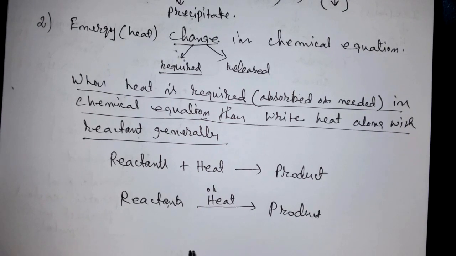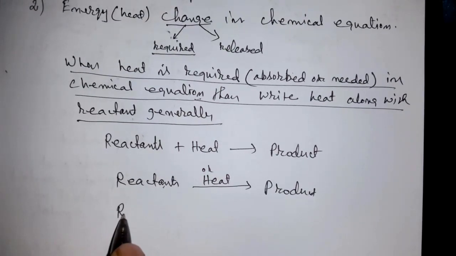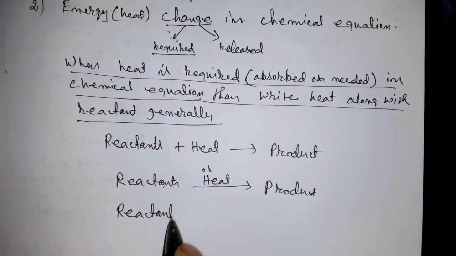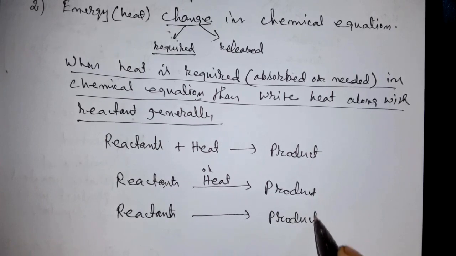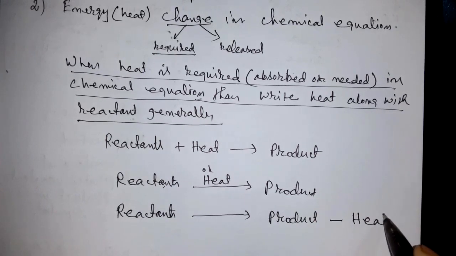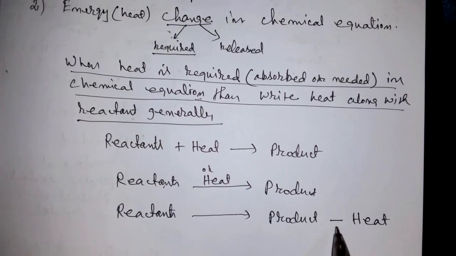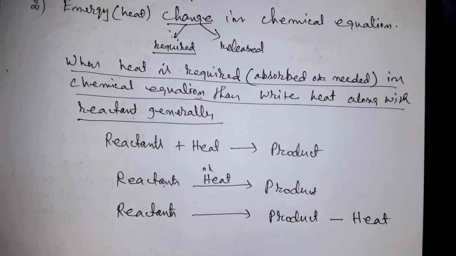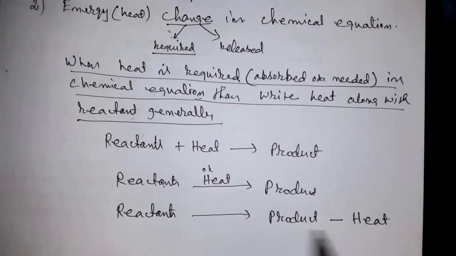But to make it more twisting, sometimes they may write reactant gives product minus heat. So this heat is written along with the product, but don't consider that this heat is released in the reaction, because of the minus sign. Heat you always have to consider with a plus sign, where it will be. So if you think of this minus heat as plus, that means it is required. So this is also the same thing. Sometimes it may be twisted.